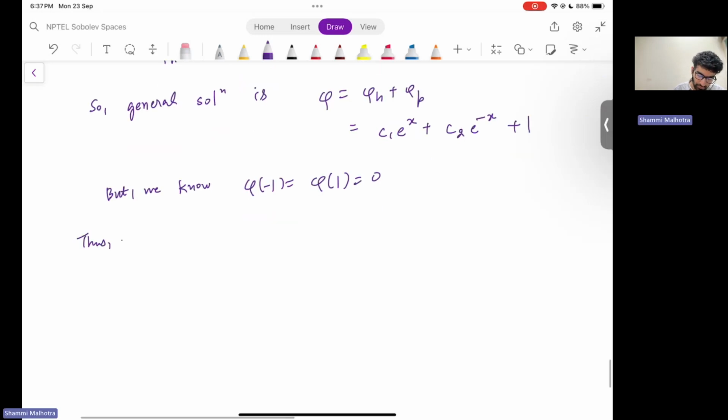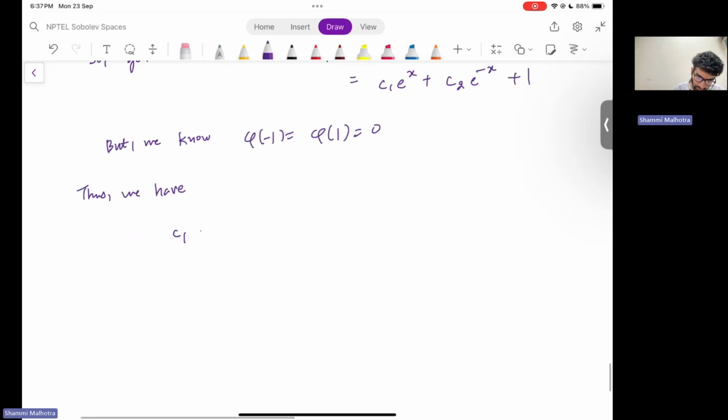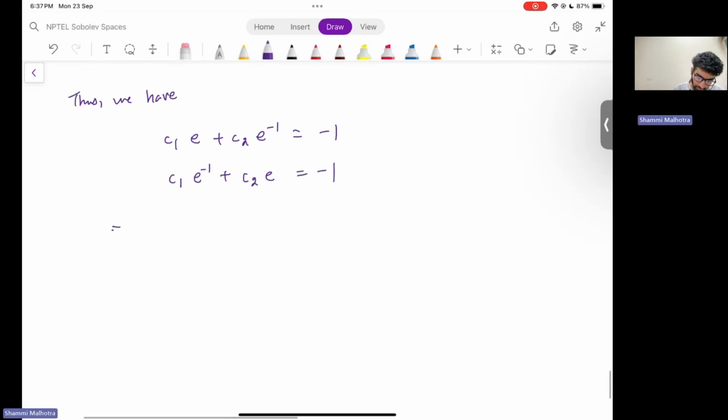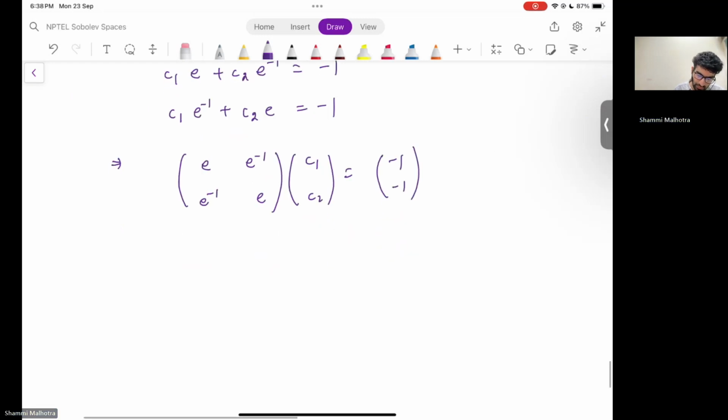So what do we have? First, c1 e plus c2 e raised to the power minus 1 equals minus 1. And we have c1 e raised to the power of minus 1 plus c2 times e raised to the power 1 equals, again, minus 1. So this can be written in matrix form: e, e to the power minus 1; e to the power minus 1, e; times c1, c2 equals minus 1, minus 1.